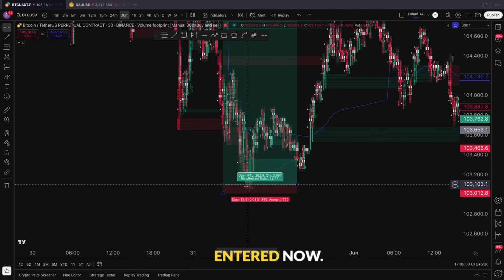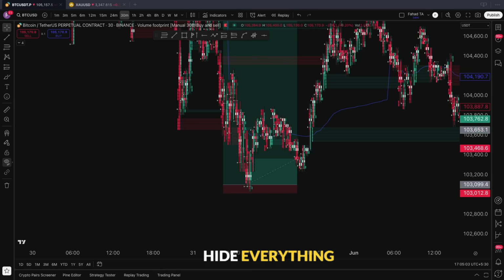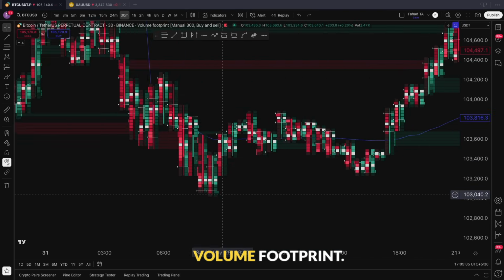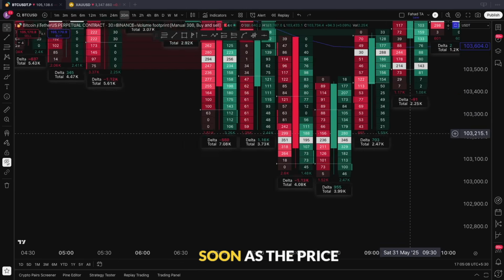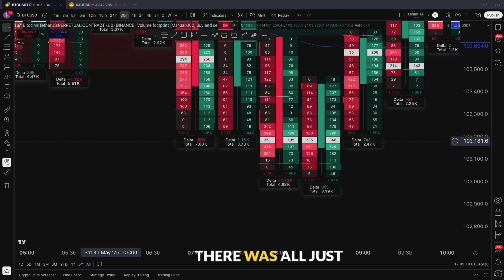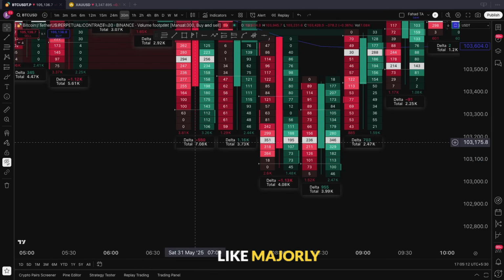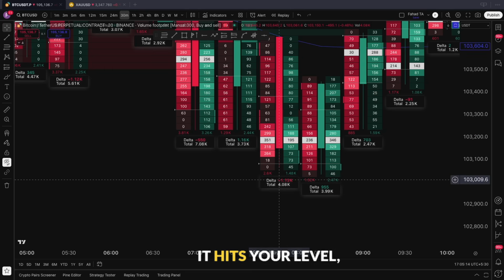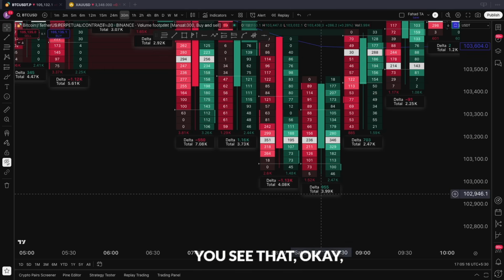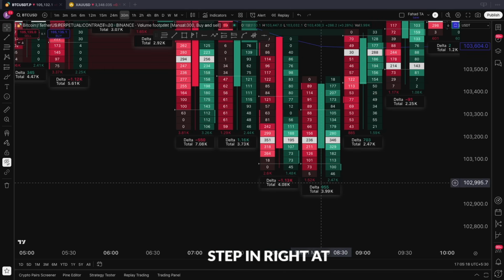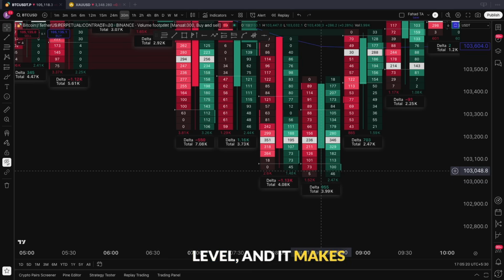All right, so this is where I've entered. For now I'll just hide everything on the chart and just focus on the volume footprint. So you see, as soon as the price started to dump, there was all just majorly negative delta. It hits your level, and as soon as it hits your level, you see that okay, now the buyers have started to step in right at your support level, and it makes a lot of sense because you have planned the trade at a very key level.